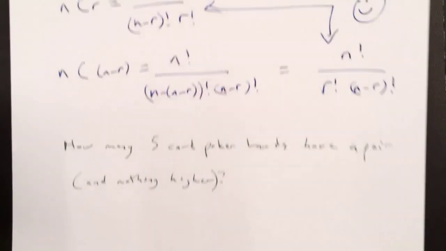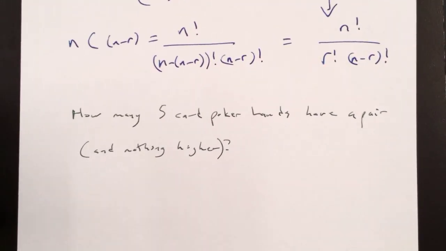The lowest possible hand that contains some sort of match is one pair. How many ways are there to get one pair? And nothing higher. Not two pair, not three of a kind, not a flush where all of my cards are the same suit, not a straight where they're in some kind of order. Not anything better than one pair.